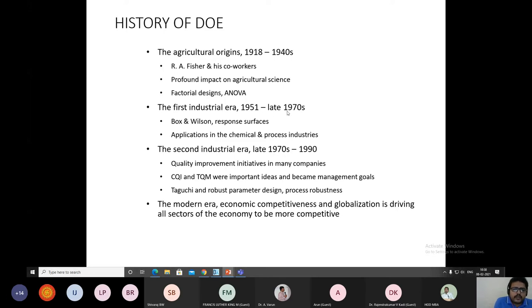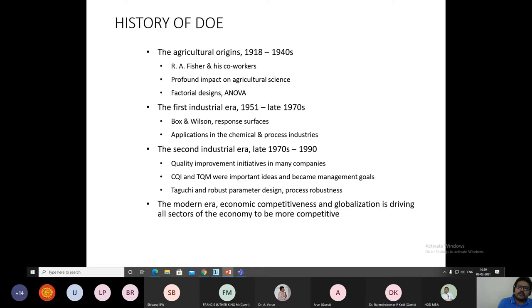In the 1950s and 70s, they started applications in the chemical and process industries. In the second industrial era, 1970s to 1990, they worked on quality improvement initiatives in many companies, and CQI and TQM were important ideas that became management goals by using DOE. Taguchi and robust parametric design, process robustness, also started from the 1970s onwards. In the modern era, economic competitiveness and globalization are driving all sectors of the economy to be more competitive, so they are using DOE. Here you can see the history of the first industrial era, the second industrial era, and how in the modern era they are using DOE.